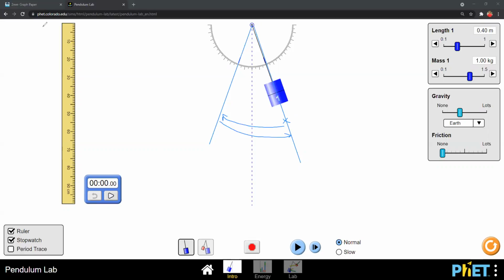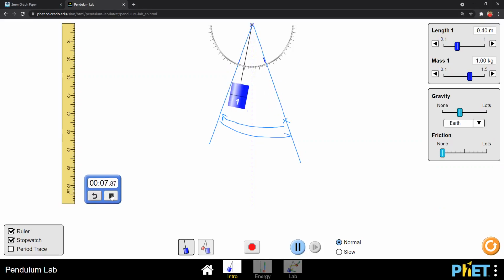So I will let it oscillate. And when I set my eye, I will press this button over here that will start the stopwatch. So here I allow the pendulum to oscillate, and now I will start. 1, 2, 3, 4, 5, 6, 7, 8, 9, 10. Okay, so it has taken 12.70 seconds.